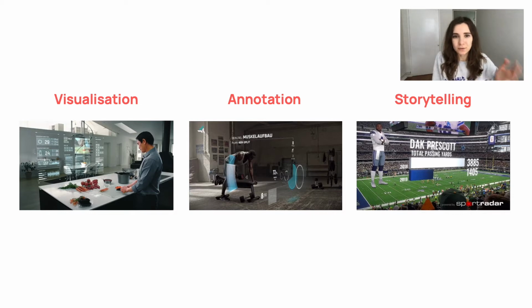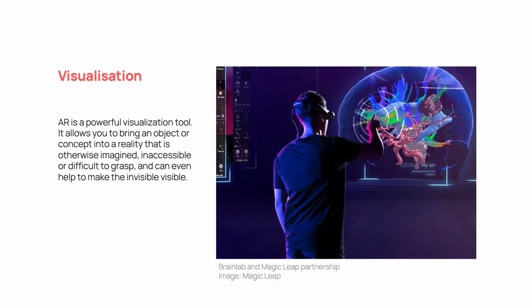There are actually three things that augmented reality does very well: visualization, annotation, and storytelling. These are the examples in each of the areas that are both really timely in the current reality, and we will go and learn more about them now. So the first one is visualization.